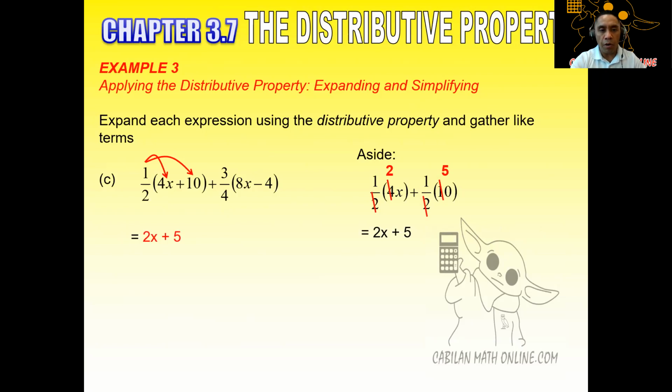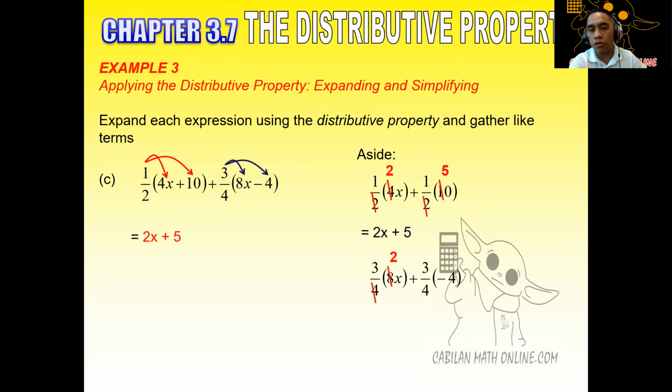Next, we're going to take the 3 over 4 multiplied to the 8x, and the 3 over 4 multiplied to the -4. Now for this one, if you do it in your calculator, that's great. You can actually do it in fewer steps. But when the 3 over 4 multiplies itself to the 8x, you're going to see that the 8 and the 4 cancel each other out. What's happening is that you're dividing the 8 by the 4, which gives me 2. So in the end you multiply the 3 to the 2, and that will give you 6x.